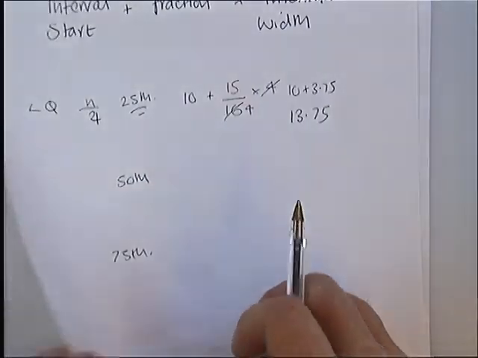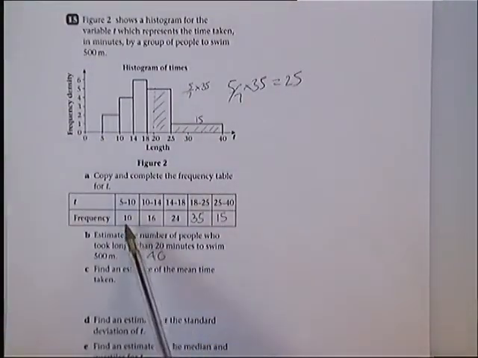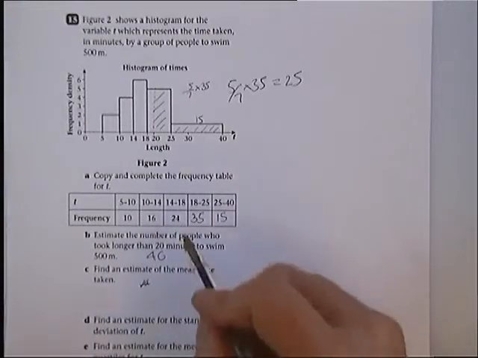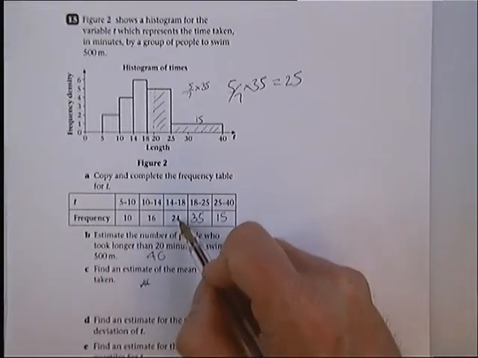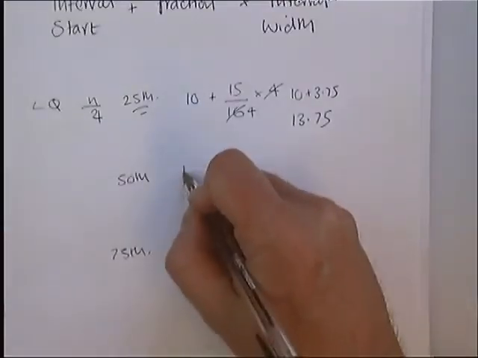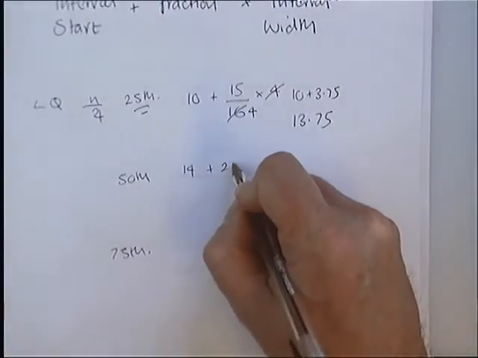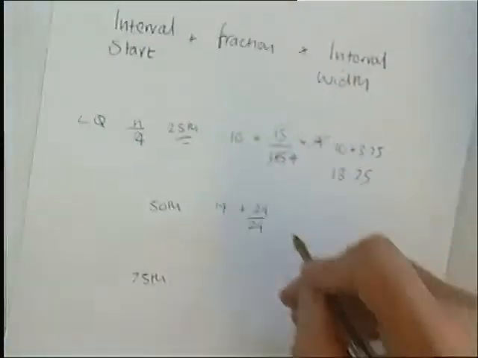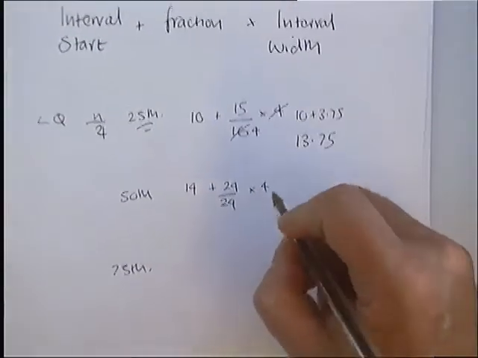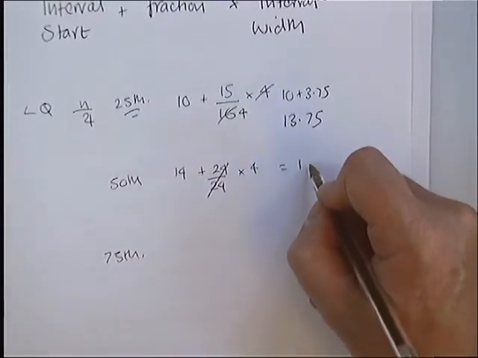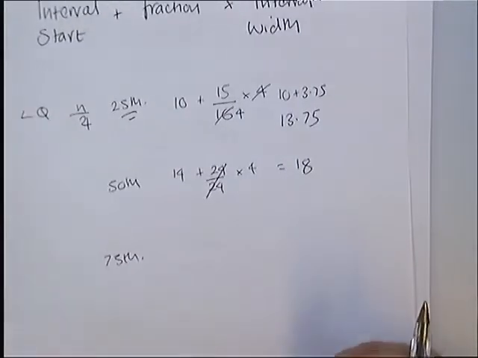Now for the 50th score, if I go back to the data again, we've got 10, 16 and 24. So 10 plus 16 is 26, plus 24 is 50. So the 50th score is the last one in the 14 to 18 interval. The start of the interval is 14. We are the 24th score out of the 24 in the interval, and the interval of 14 to 18 has a width of 4. 24 divided by 24 is 1, so it's simply 14 plus 4, and our answer is 18.